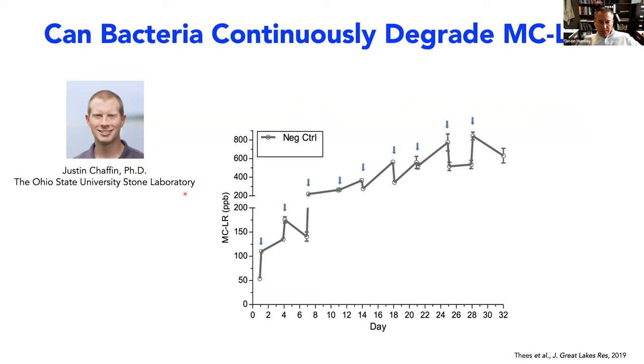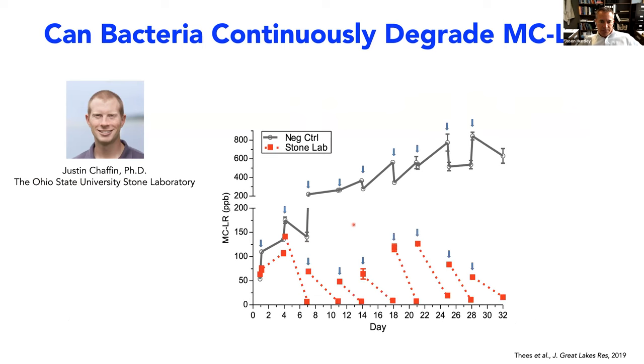This sample, here I'm showing you a negative control. So we take a harmful algal bloom sample, we sterile filter it, we remove all the bacteria out of it, and we only add microcystin to ask how stable the toxin is in just lake water. And you can see the concentration keeps increasing over the experiment. There's a little bit of variation that happens with lab studies, right? But look at the degradation in this sample.